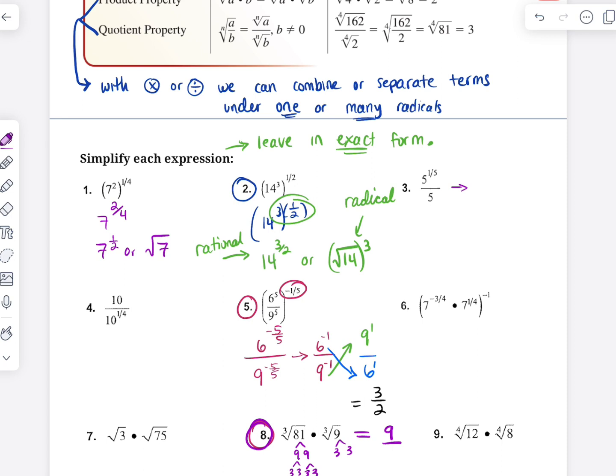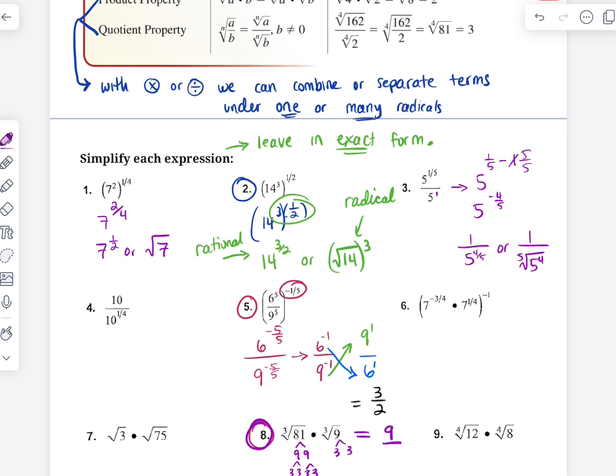All right, over here we're looking at 5 to the 1/5, really minus 1, because of the exponent in the denominator. So that's going to end up giving us 5 to the negative 4/5, because 1 can be rewritten as 5 over 5. But we don't want to have a negative exponent, so we would rewrite that as 1 over 5 to the positive 4/5. Or, again, we could rewrite that as the 5th root of 5 to the 4th power, okay?